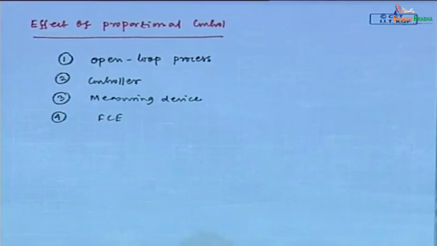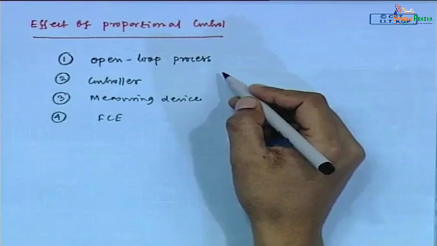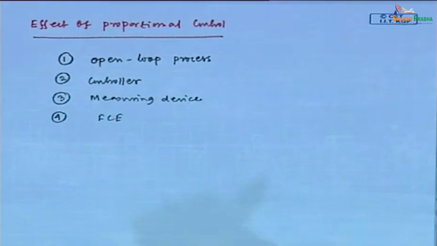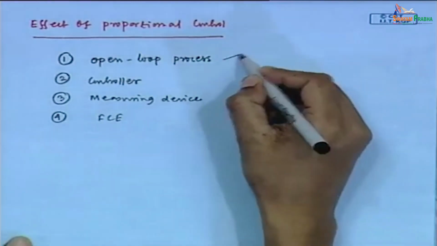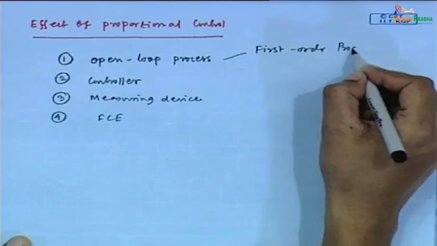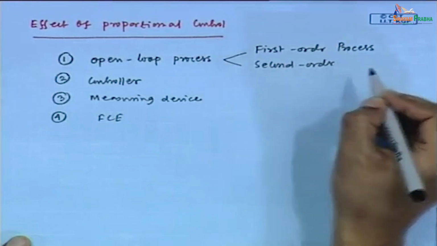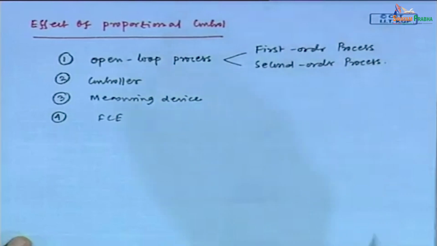So for observing the effect of proportional controller we need to consider a process, that is open loop process. Now to close the loop we need to include the controller, the measuring device and final control element. So what open loop process we will consider? We will consider two processes, one is first order process and second one is second order process, and we will discuss one by one. So first we will consider first order process. In the next we will consider second order process.